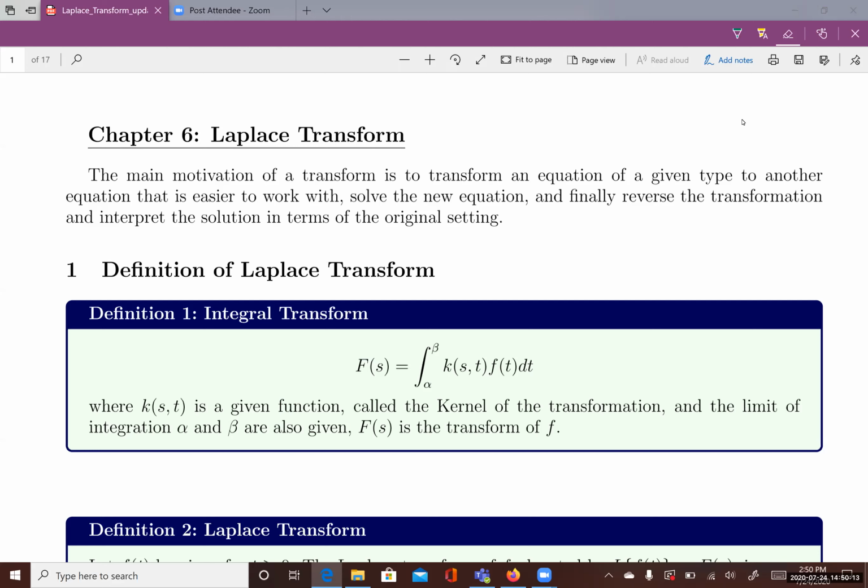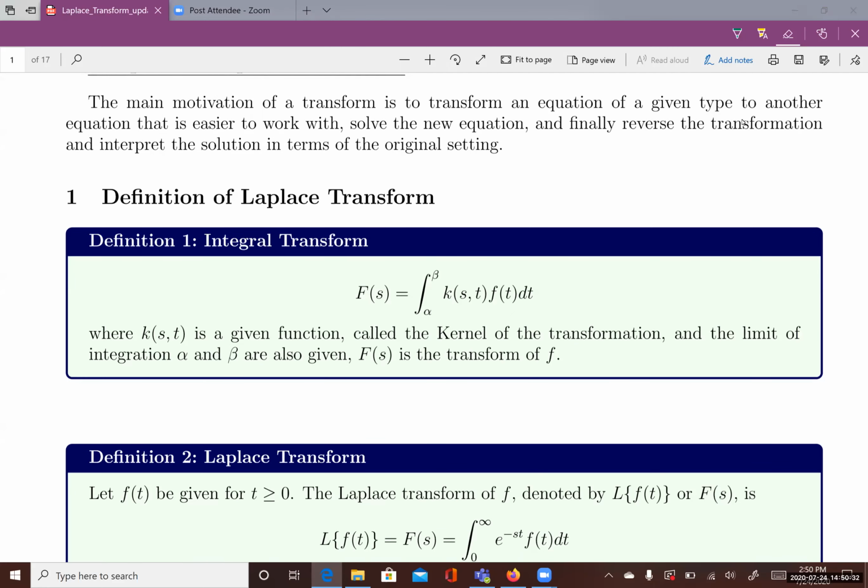Then you solve it and then you reverse it back to the original setting, and you interpret the solutions of the equations in the original setting. Okay, but before we can talk about the Laplace transform, we have to talk about the integral transform, because Laplace transform is just a type of integral transform.